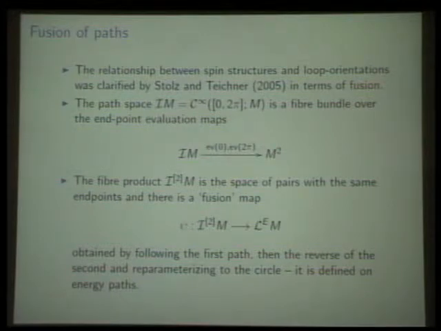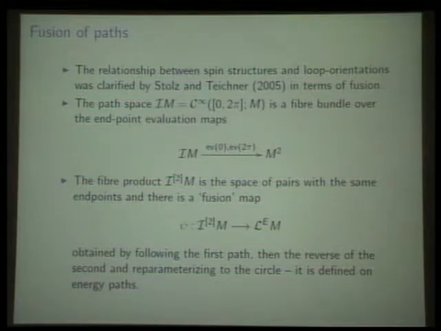Perhaps not quite obvious, but this is a fiber bundle. As you vary points in M squared, the local behavior of this is the same. That's rather easy to see. So this is a fiber bundle over M squared, and so it's fairly natural to take the fiber product of this space with itself with respect to this map. This just means pairs of paths into M which have the same endpoints.